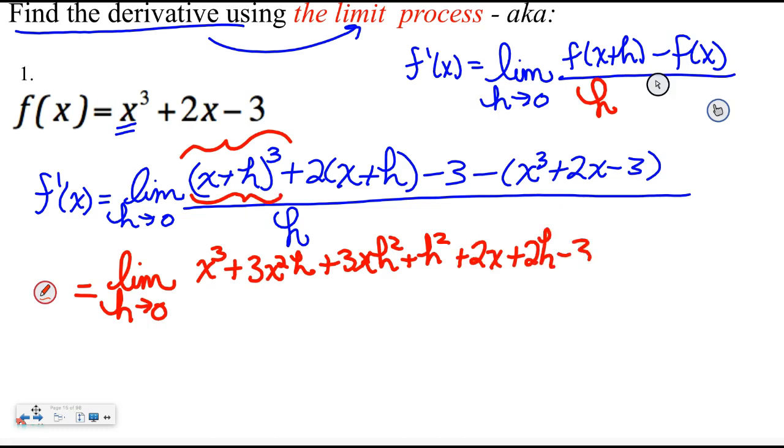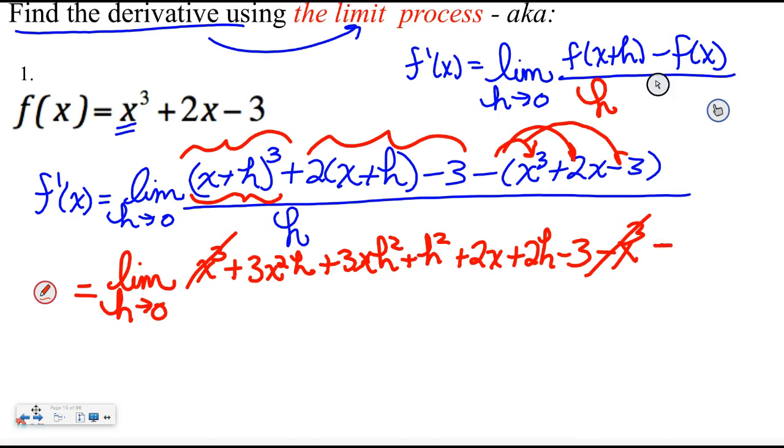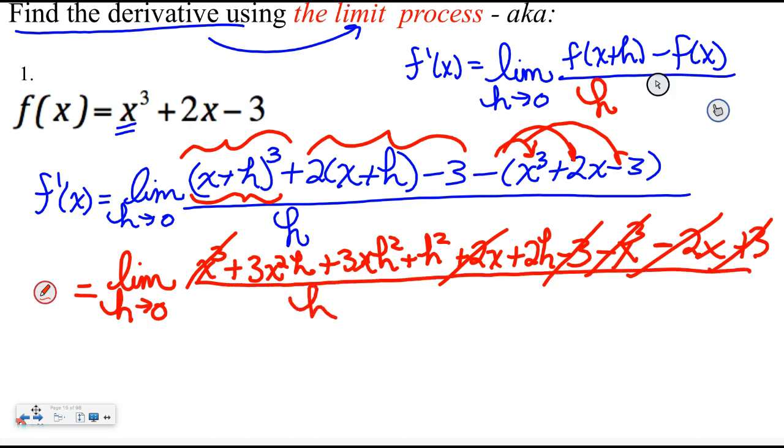2h minus 3, that's all this. And then distributing my negative in here, I'd have a minus x cubed, boom, boom, a non-h term canceled, a minus 2x, boom, boom, a non-h term canceled, and a plus 3, gone, gone. So notice everything left has h in it. I'd factor it out, I'd cancel, etc. Now, you can finish that off if you want. We've done enough of them. I'm going to end up with 3x squared plus 2.